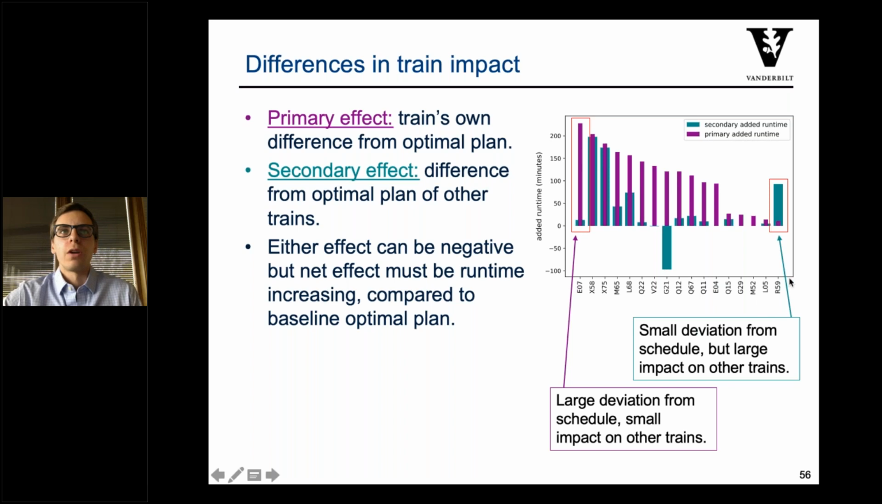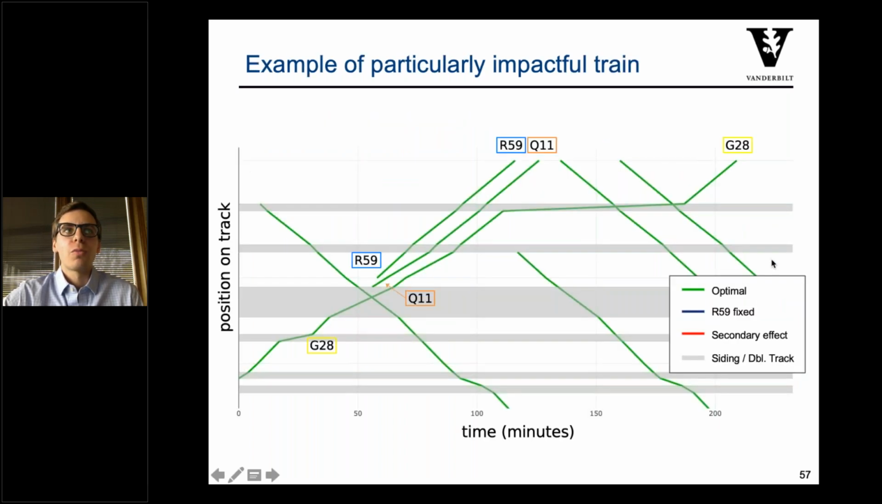So let's take this train R59 because it is clearly an important one, where a small increase to its runtime had a very large effect on others. So this is the original optimal plan for the trains in question.